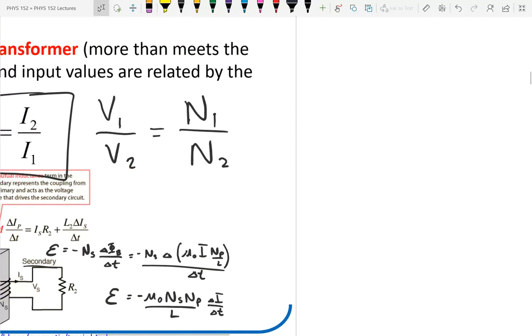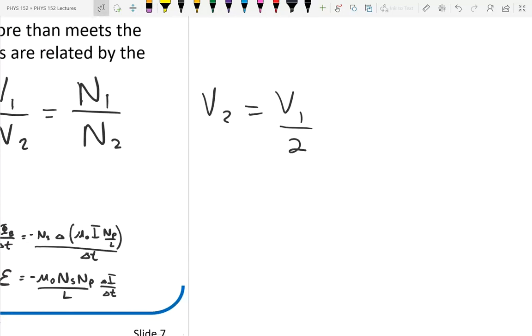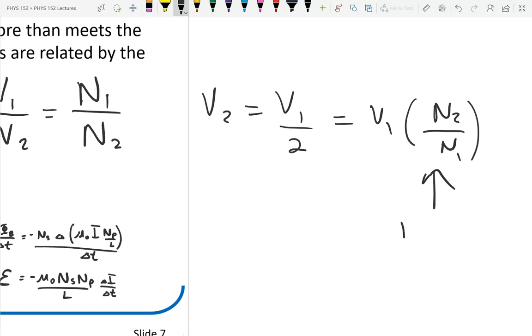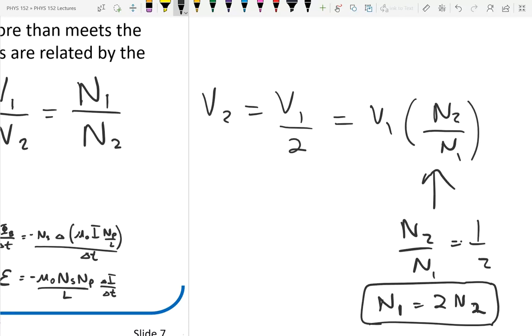So what she needed was, that's what she needed. The voltage 2 is 1/2 of voltage 1. But if we use this equation, voltage 2 is equal to voltage 1 times N2 over N1. So what she needed was a transformer with N2 over N1 equals 1/2, or N1 is equal to 2N2. If she had that situation, then it would have cut the voltage from 220 to 110 and everything would have worked properly.